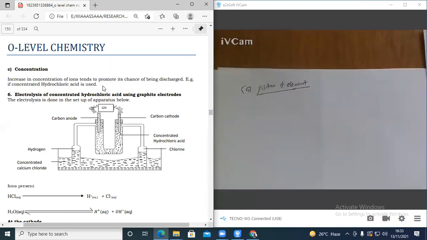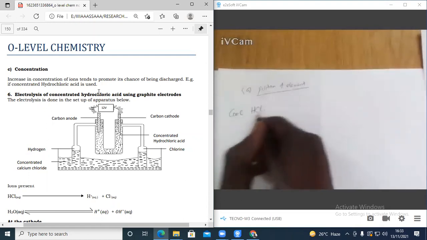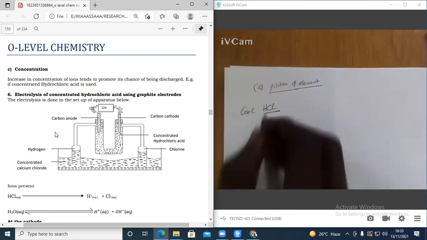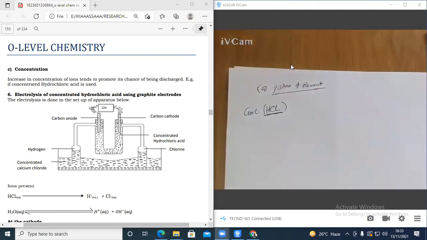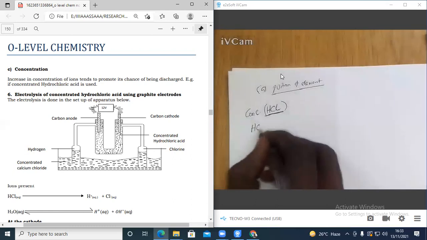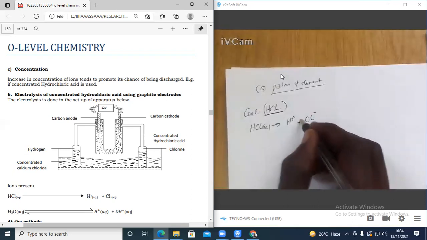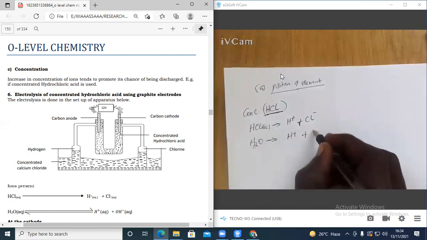If you use concentrated hydrochloric acid, this is what happens. Electrolysis of concentrated hydrochloric acid. Now, if the acid is concentrated, we look at what is there. Concentrated doesn't mean that it has no water. Still, it has water in it, isn't it? Yes. So here we shall have HCl aqueous. Then we shall have hydrogen ions and the chloride ions. Plus, also we have water. We have hydrogen ions plus hydroxide ions.